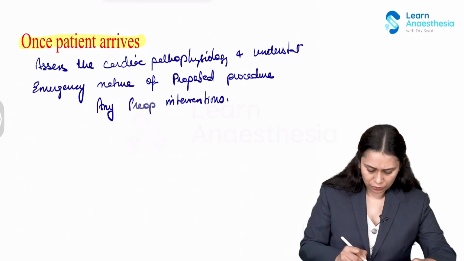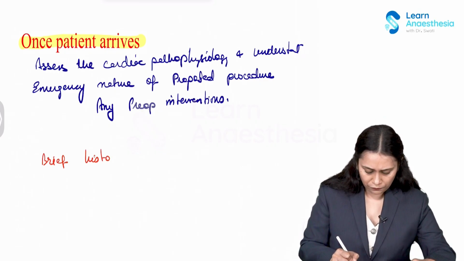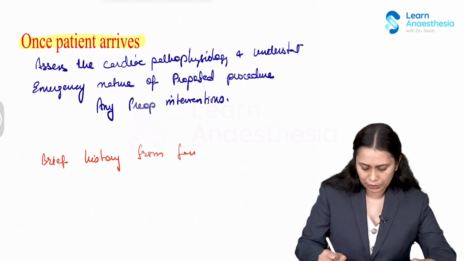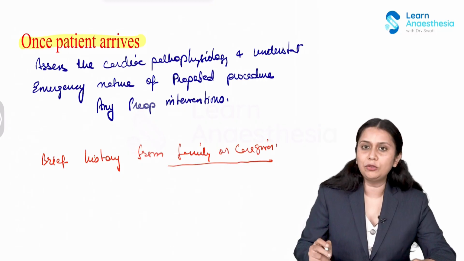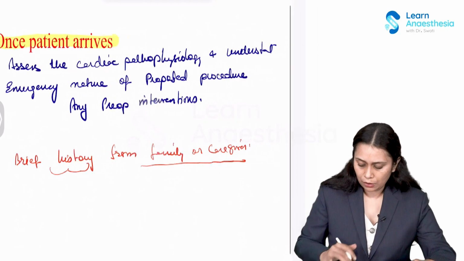Now, apart from this, from the family of the patient or the caregiver, a brief history regarding the patient has to be taken. So, a brief history from the family or the caregiver should be taken. Now, what all things do we have to ask in this history?